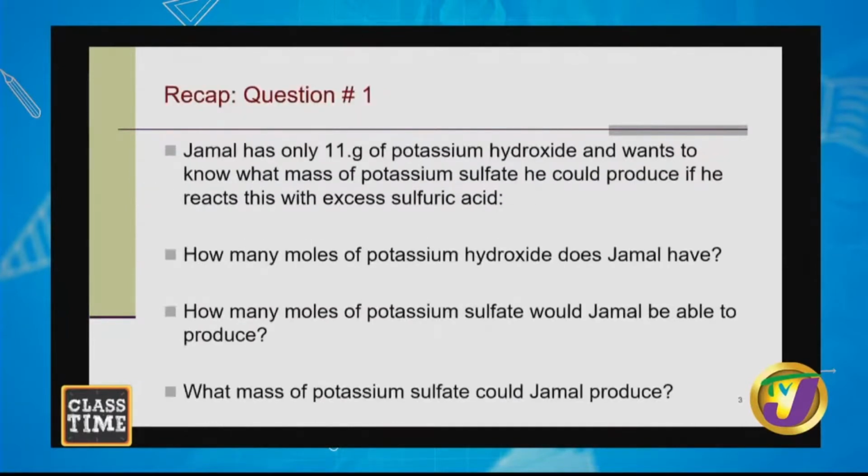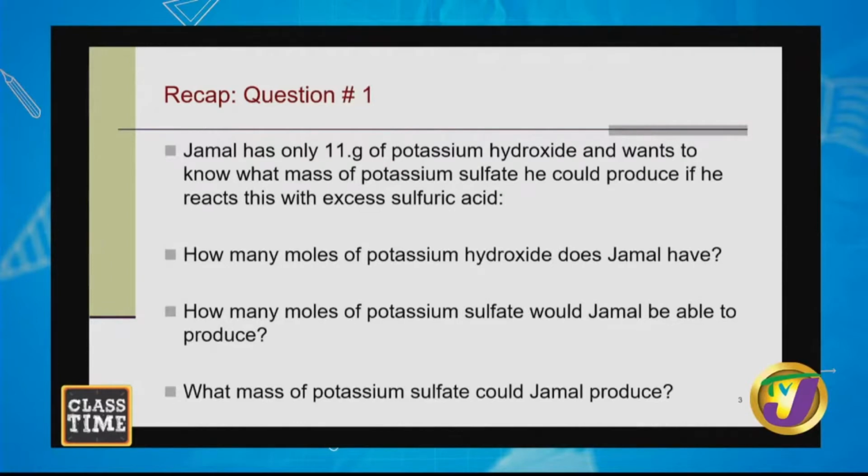So, a recap. Question. Jamal has only 11 grams of potassium hydroxide and wants to know what mass of potassium sulfate he could produce if he reacts this with excess sulfuric acid. So here we have three questions. The first one, how many moles of potassium hydroxide does Jamal have? So we're going to go to the whiteboard.